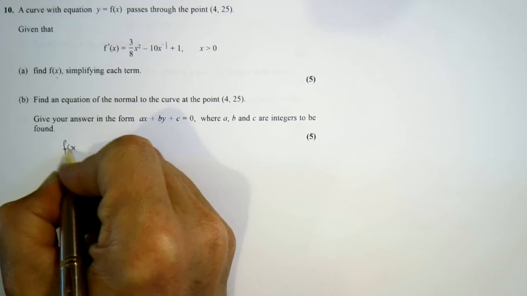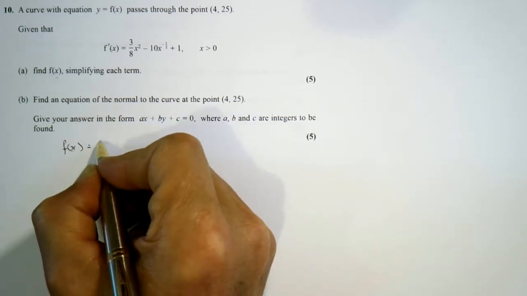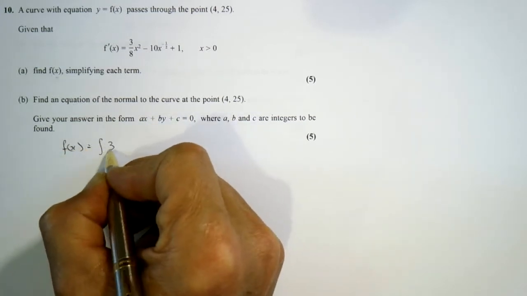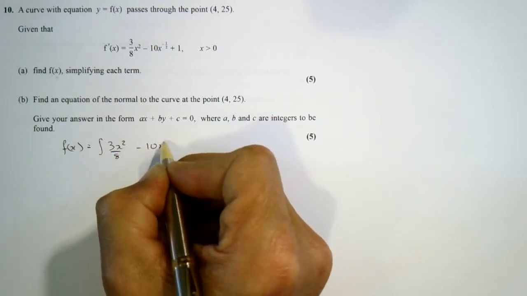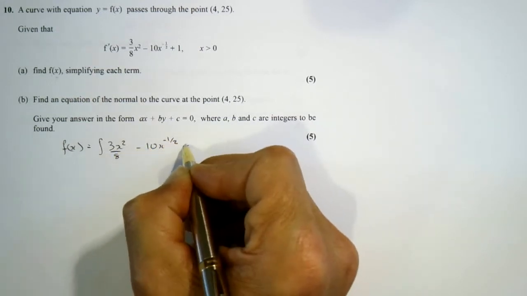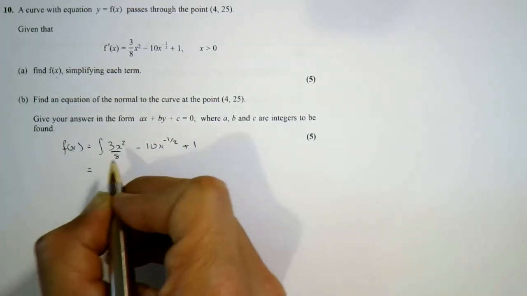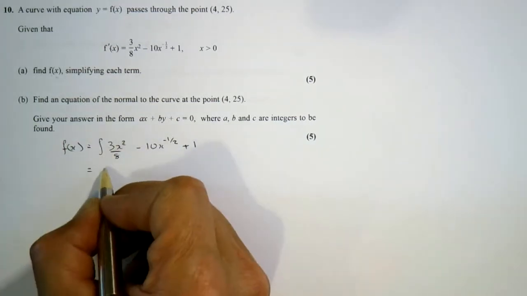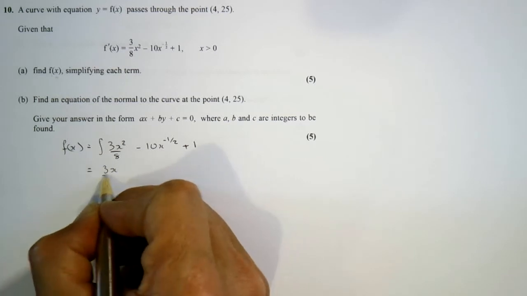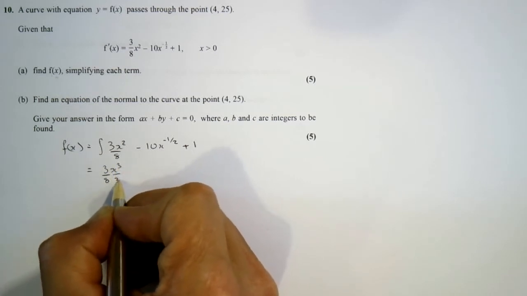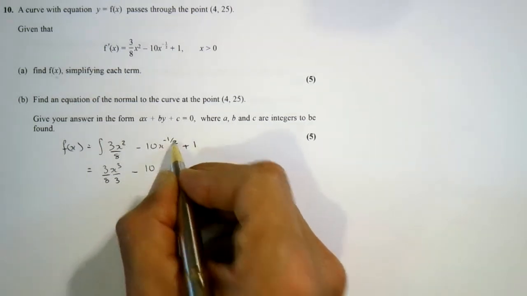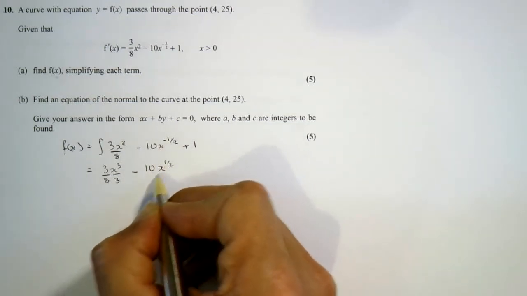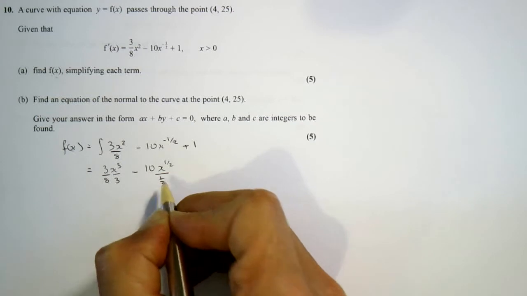So f of x is equal to, undo the differentiation, which means we integrate 3x squared over 8, take away 10x to the minus a half, plus 1. And when we integrate, we add 1 to the power and divide by the new power. So 3 over 8, x cubed divided by 3. Take away 10 times, add 1 to this power, we've got x to the half divided by a half.